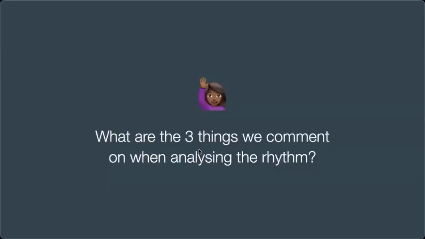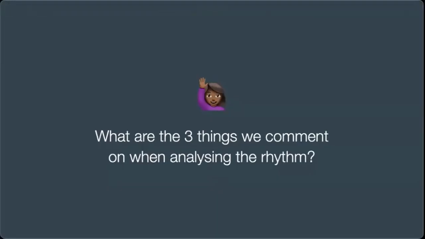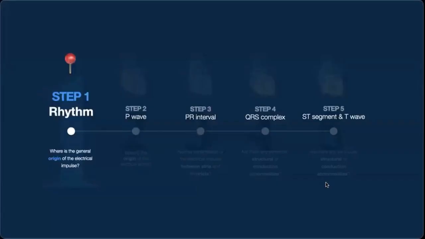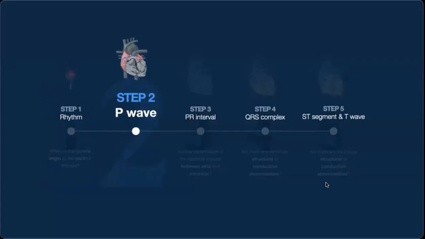Okay. All right. So does someone want to comment just to remind us, what are the 3 things we look at when analyzing the rhythm? Okay. Yeah. So regularity, complex width, and heart rate. That's correct. So all 3. So now we've looked at the rhythm. Now we're going to look at the P wave.